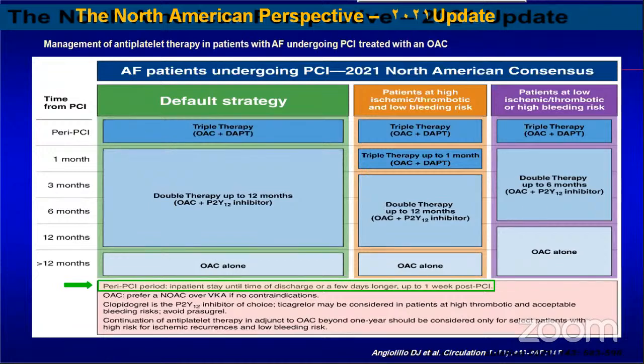In patients with high ischemic thrombotic risk, we use triple therapy for 1 month and double therapy for 12 months, and then oral anticoagulant alone after 1 year. In patients with low ischemic and high bleeding risk, triple therapy for 1 week only, and double therapy for 6 months, and oral anticoagulant alone after 6 months. Next.